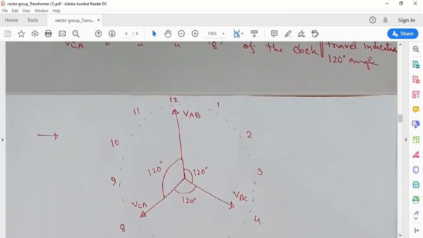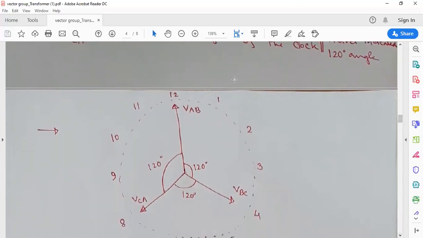See that I have indicated the clock points. We already know if we go from 12 to 4, we travel 120 degrees. If we travel from 4 to 8, we go another 120 degrees. 8 to 12 is another 120 degrees, total 360 degrees.